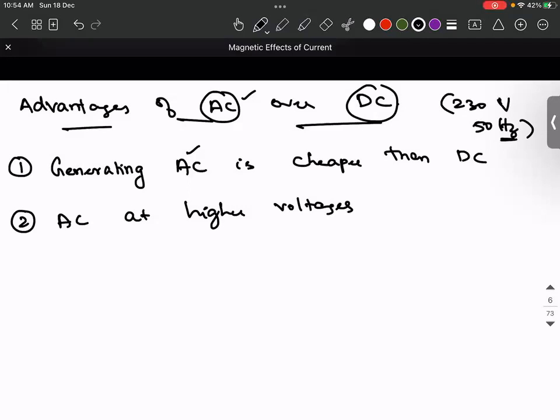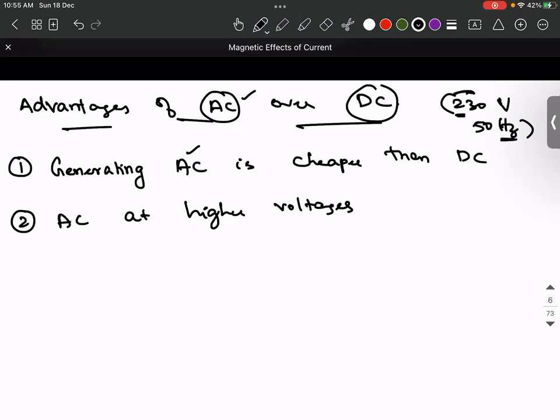220 or 230, it can be somewhere between. That is how we say. In India, it is somewhere between 220 to 230. In the US, it is somewhere around 110. That is why their adapters will also be slightly different. Some books write it as 220, some write it as 230. If you go to real devices, for example your fan, tube light, it will be written as 230 only.